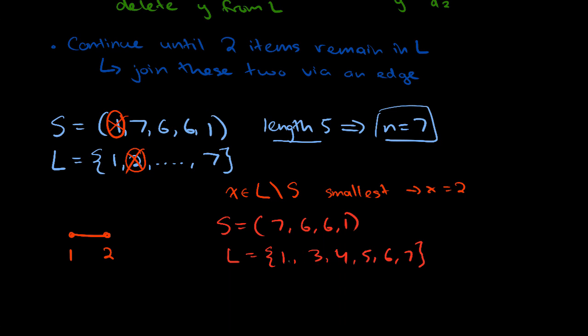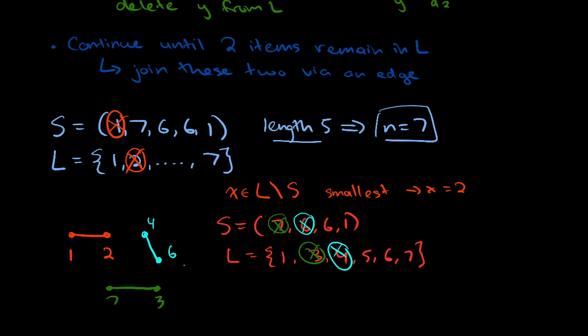Okay? Now, step number 2. We look again for the smallest thing in L which does not belong to S, and that's a 3. And we join this 3 to the next thing that's in S. So we've already deleted the first thing, so it's the next thing. So that means we're going to add a 7 and a 3 with an edge. So now we delete this 3 and this 7. And now we repeat. We look for the smallest thing that's in L, which is not in S. And we see that 4 is the smallest, not in S. So we join the 4 and we join the 6.